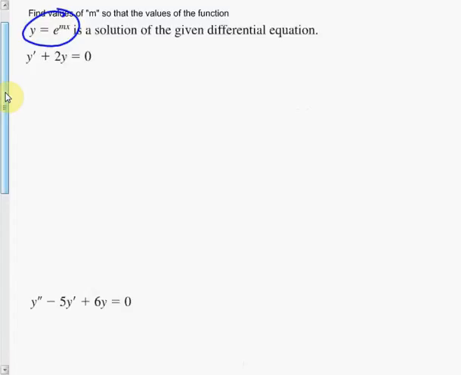So if it's a linear differential equation and the coefficients are numbers, then my solution type is always exponential. And we'll go into why that is later on. Now compare that to this. Look at this.